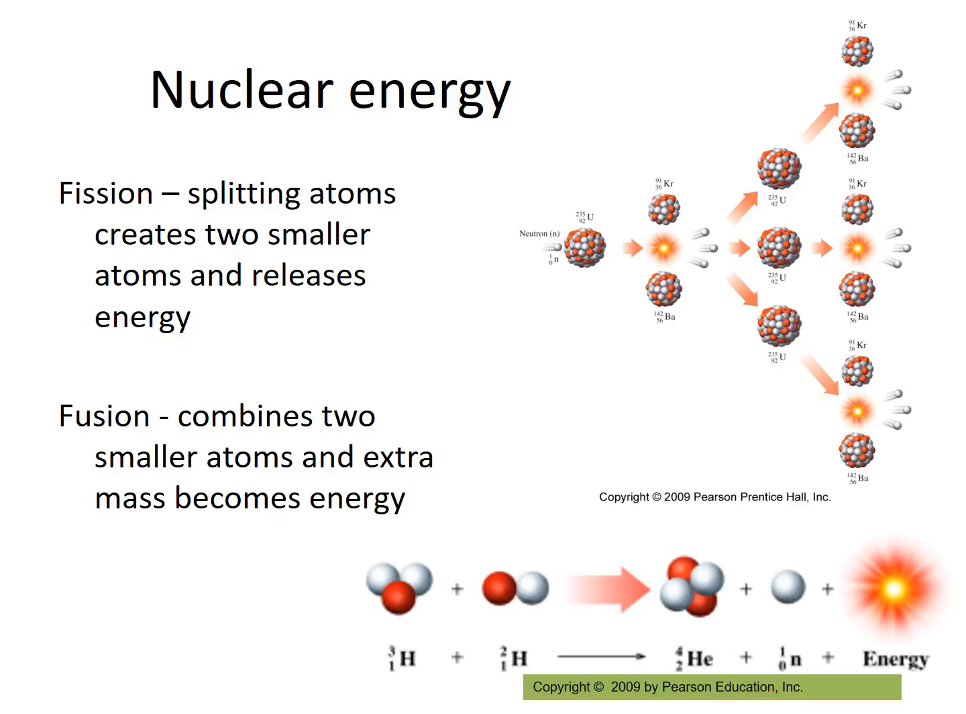Fusion is actually the energy source of the sun. The sun uses nuclear fusion, and it's the combination of hydrogen isotopes to make helium. And the difference in mass between the left and the right side becomes energy. Remember, E equals mc squared, so mass can actually be turned into energy.